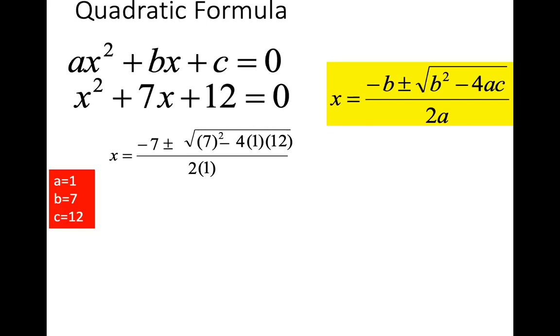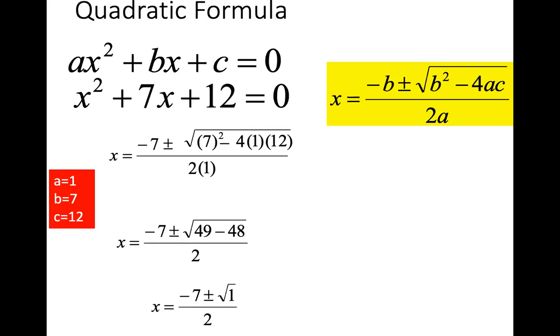49. And then you do 4 times 1, which is 4, and then 4 times 12, which is 48. How could you do that and not do 7 squared? I don't know either. Keep going. Now what? Then you do 49 minus 48, which is 1. Square root of 1. Square root of 1 is 1.